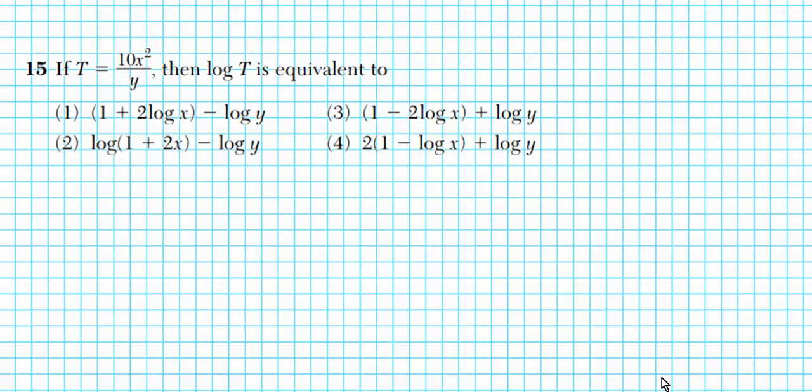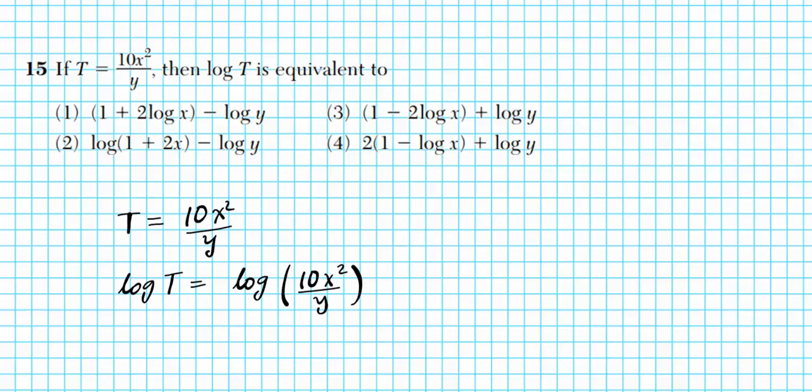All right, let's take a look at number 15. It says if t is equal to 10x squared over y, then log t is equivalent to. So this is testing your ability to make accurate application of the properties of logarithms. So we have t is equal to 10x squared over y. So log t is going to be, you just take the logarithm of what t is equal to, right? So log of 10x squared over y.